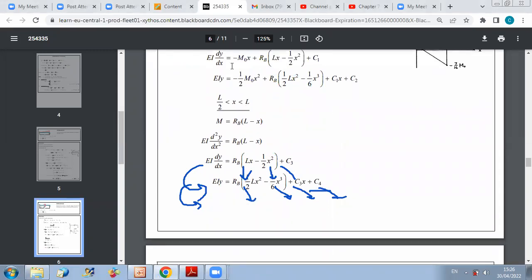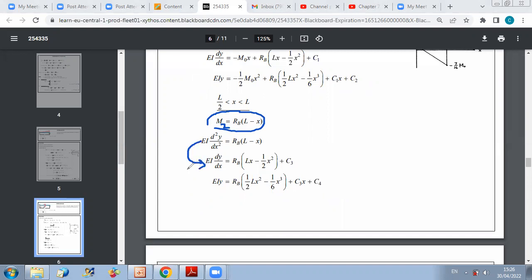Now, once we are done with this step, this is the equation of deflection for the first section. This is not the same equation as for the second section, because the equation of bending moment is different. So for the second section, I also need an expression for y as a function of x. This is why I should find M2(x) as we did together. It's RB times (L minus x), and we integrate it twice. When we do the first integral, we get a constant C3. When we do the second integral, we get RB times (half Lx squared minus 1 over 6 x cubed) plus C3x plus C4.